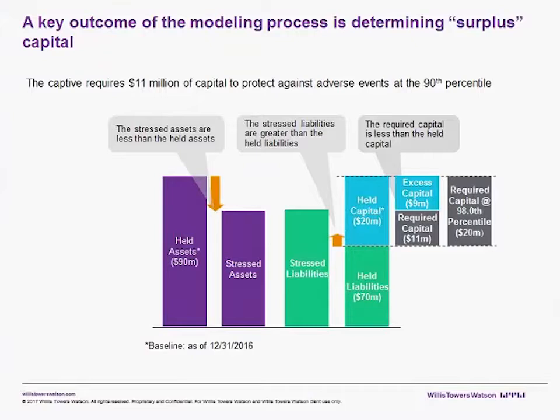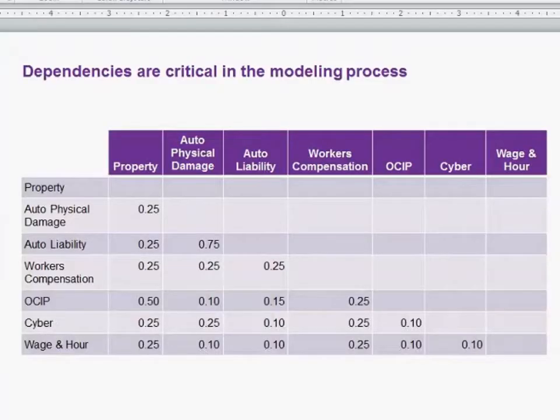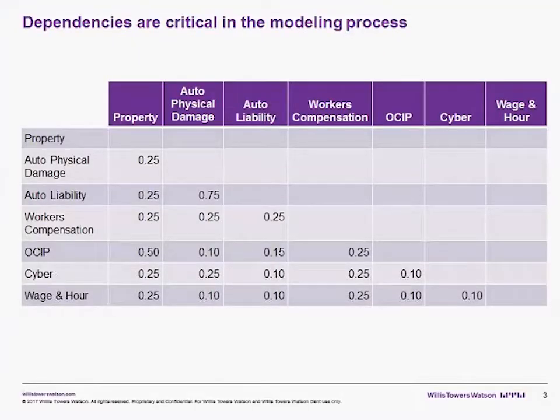A key piece of actually doing this modeling process is understanding the correlation across coverages. What we're laying out here are dependencies across coverages. For example, if we're looking at the dependency for auto liability and auto physical damage, it's intuitive that you'd expect those coverages would be correlated at a pretty significant level. In this case, we're looking at 75% of the time. If there's an adverse outcome on the auto liability, we're expecting there'll be an adverse outcome on the auto physical damage as well.